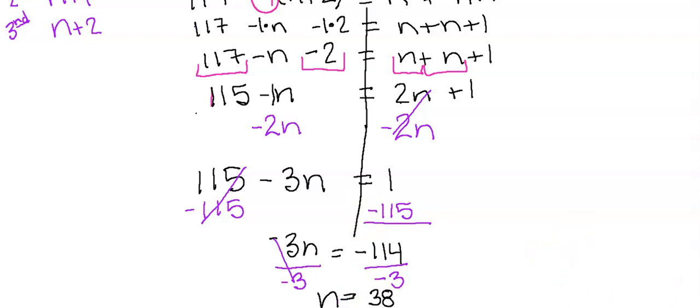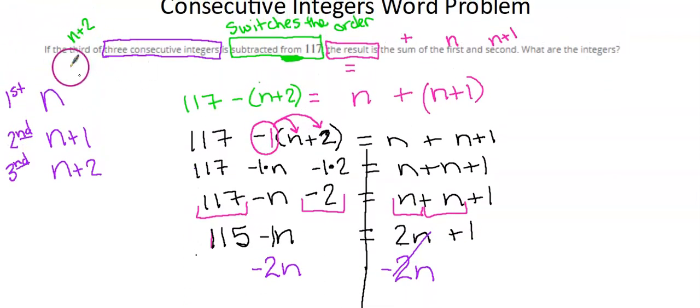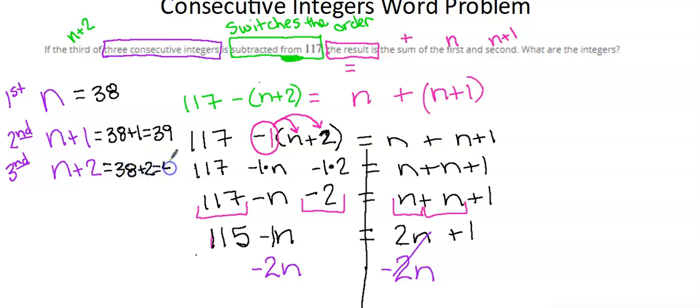Okay, not done. We were not asked for a single number. We were asked for 3 numbers, 3 consecutive numbers. So I'm going to take my 38 and roll back up the page and put it next to that first number. If n is 38, then n plus 1 is 38 plus 1, which is 39. And n plus 2 is 38 plus 2, which is 40. So we have 38, 39, and 40.